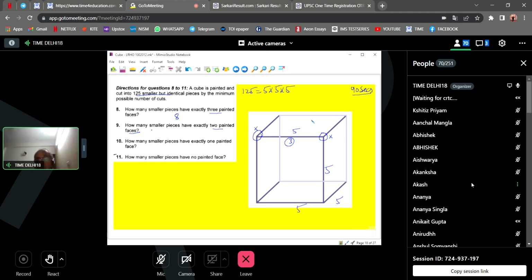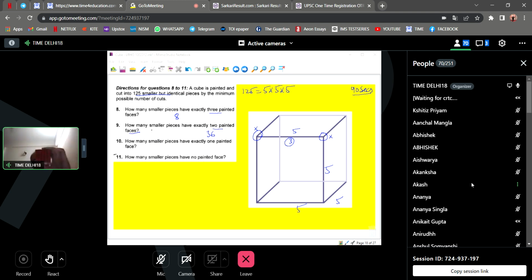How many edges are there? 12 edges are there. So how many pieces that are 2 side painted? 36 pieces. How many smaller pieces have exactly 1 painted face?